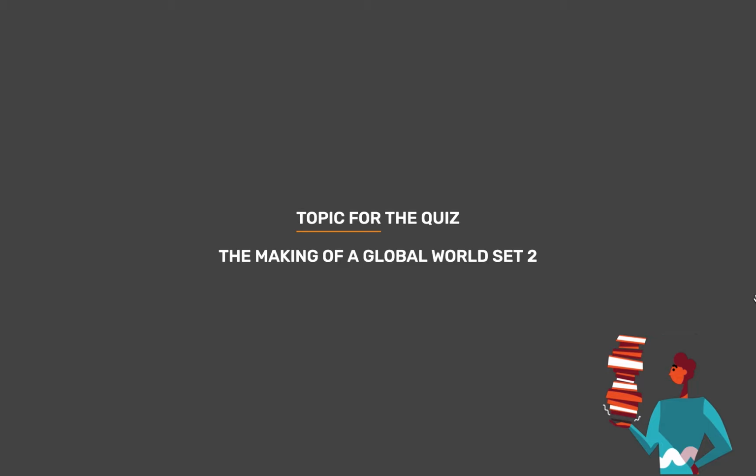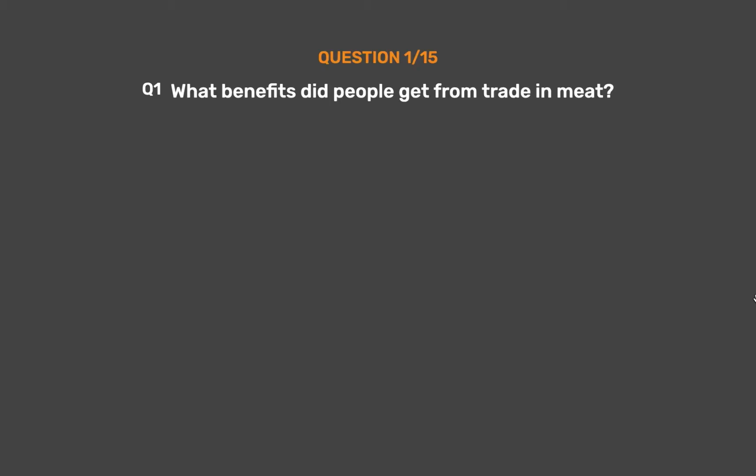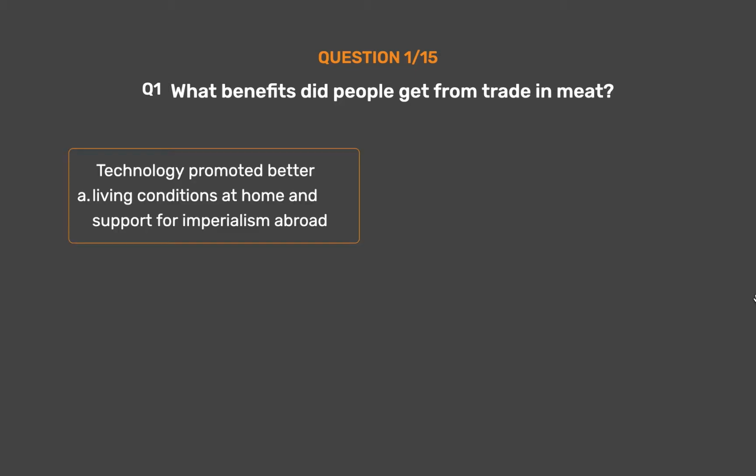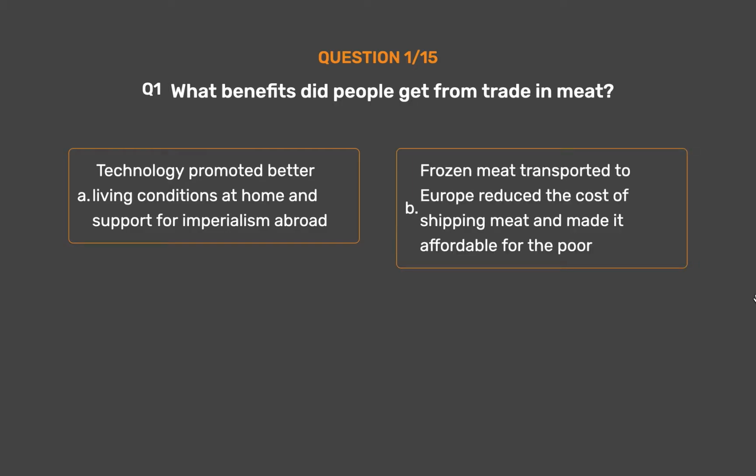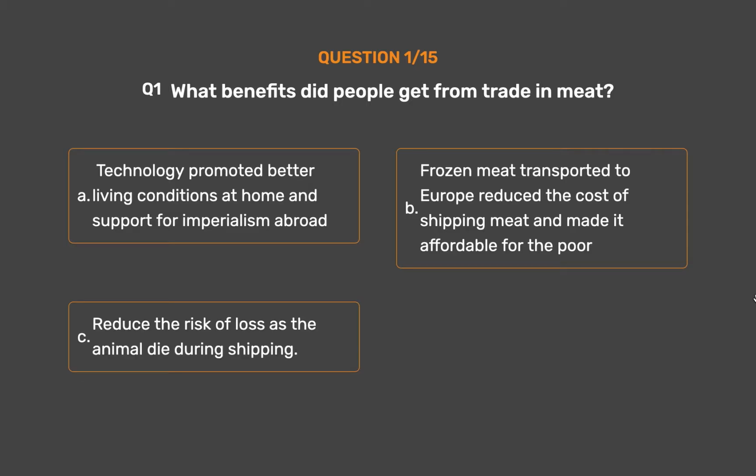Topic for today's quiz is the making of a global world set 2. Question number 1. What benefits did people get from trade in meat? Option A. Technology promoted better living conditions at home and support for imperialism abroad. Option B. Frozen meat transported to Europe reduced the cost of shipping meat and made it affordable for the poor. Option C. Reduced the risk of loss as the animal died during shipping. Option D. All of them.